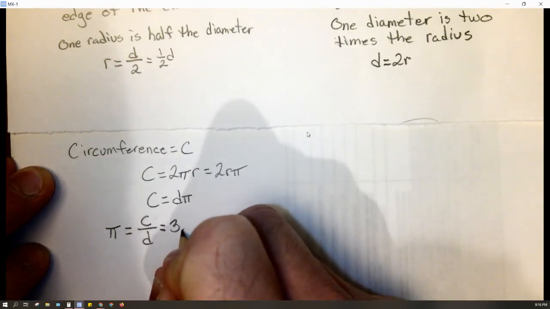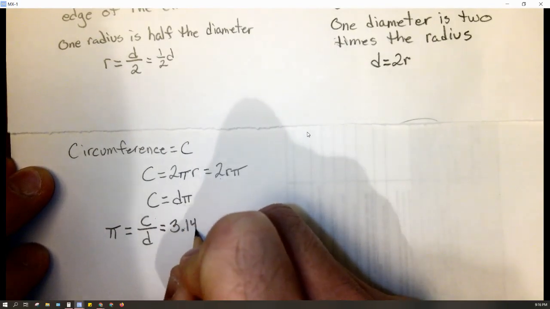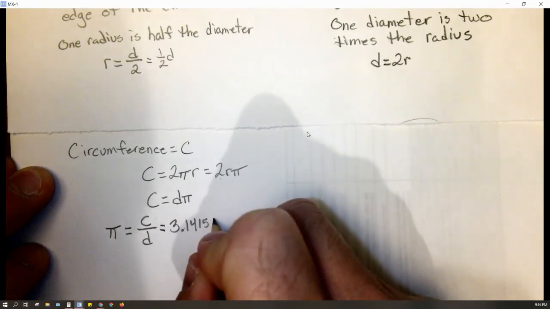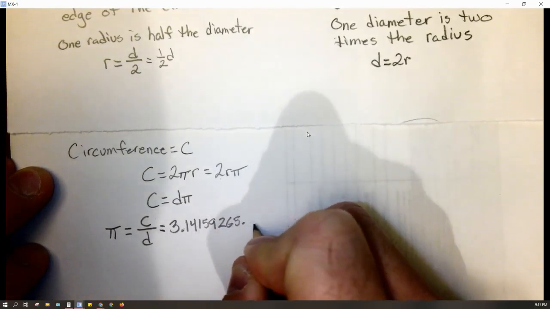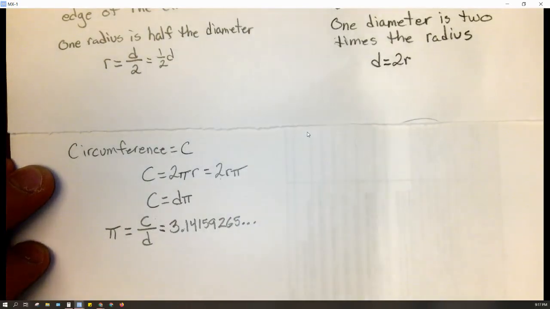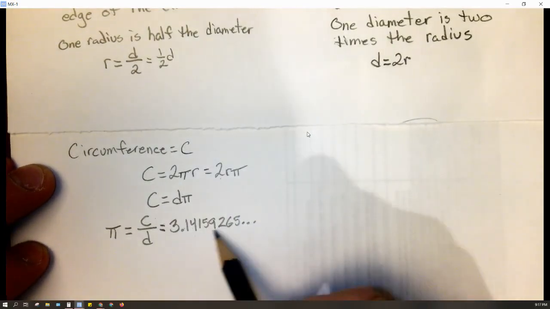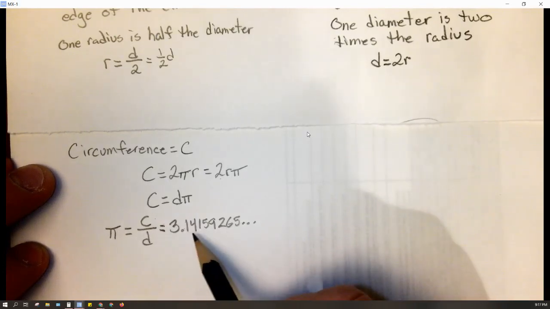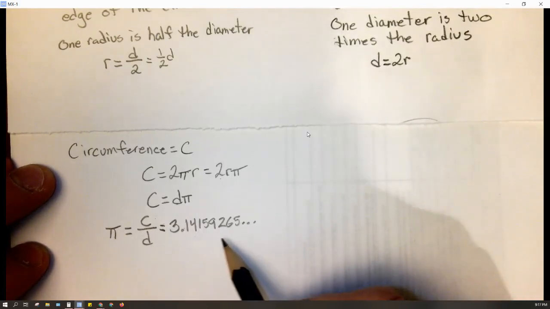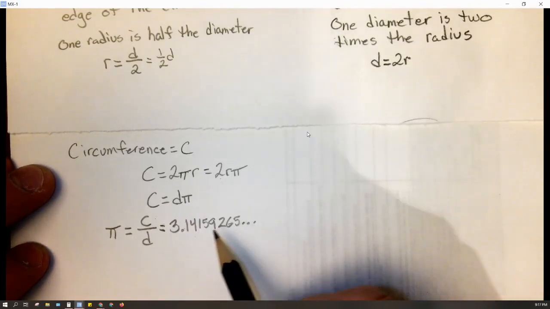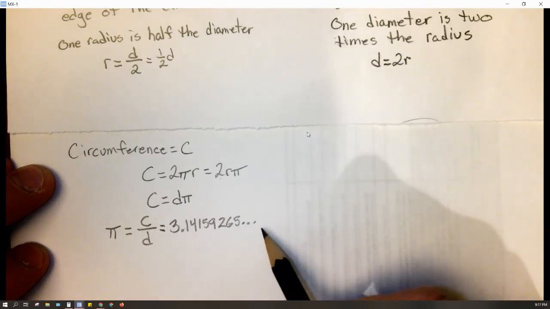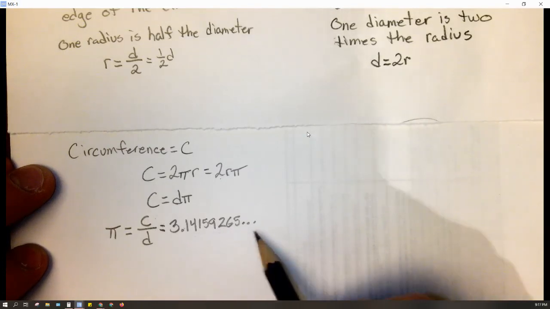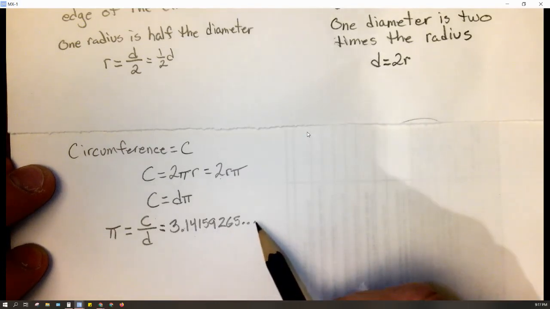is 3.1415, and I think it's a 9265, and you know what? It just keeps going and going and going forever. There's no pattern to the decimals after this point. I mean, we know what a lot of them are. Computers can calculate it to billions and billions of digits, but we don't have a pattern ever. There's no repetition and there's no ending. The decimals just keep on going and going and going.